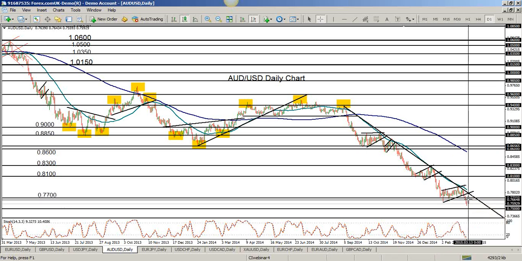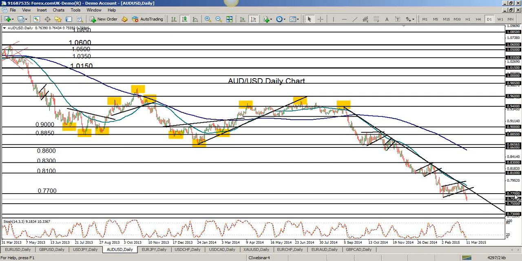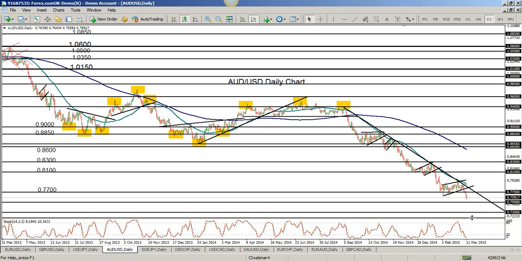It broke down below the 77 support level, and it continues to go down. My target is 75. Below there, my target is 73. And before that happens, will we see moves back to the upside? We very well could. We very well could see more pullbacks, more flags, more wedges, more pennants, or whatever you want to call them.